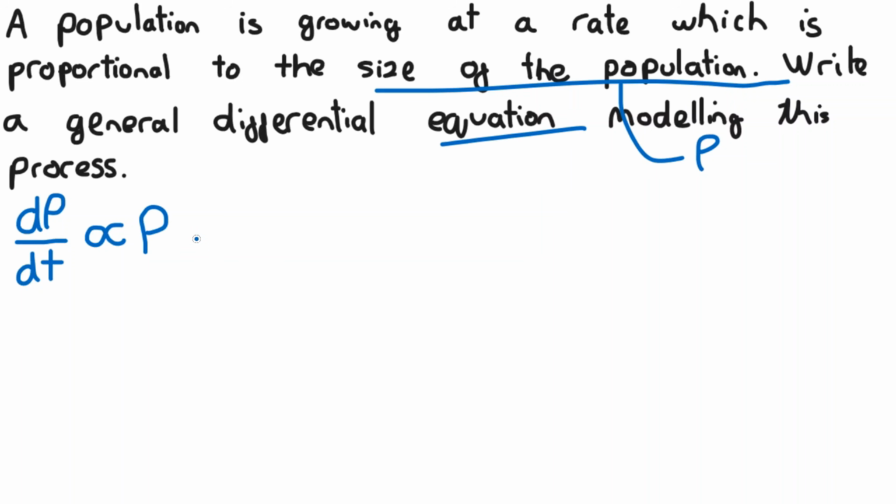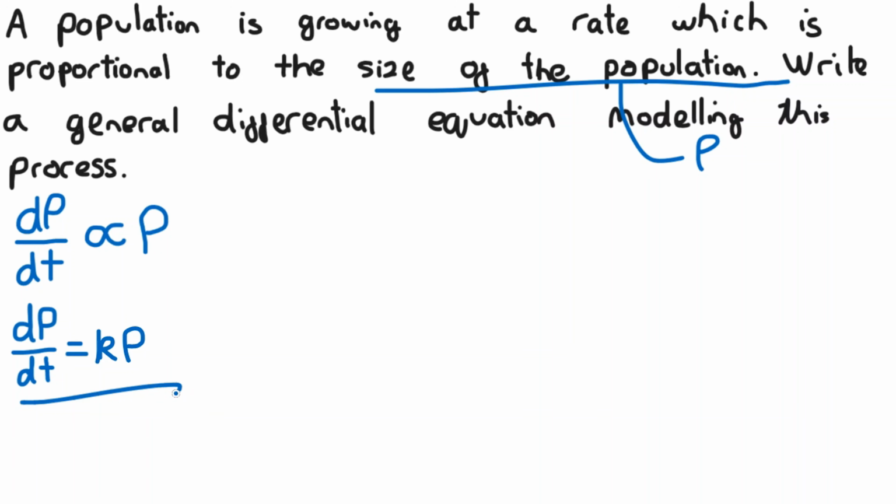And we need to write this as an equation, and when you write something as proportional to something, you can replace this alpha with a k, like this here, and an equal sign. So we can write that dP over dt is equal to kP, where k is some sort of constant. We don't need to find what k is, because we're not given any information about any values. We just say that k is a constant and dP over dt is equal to kP, and that's the final answer.